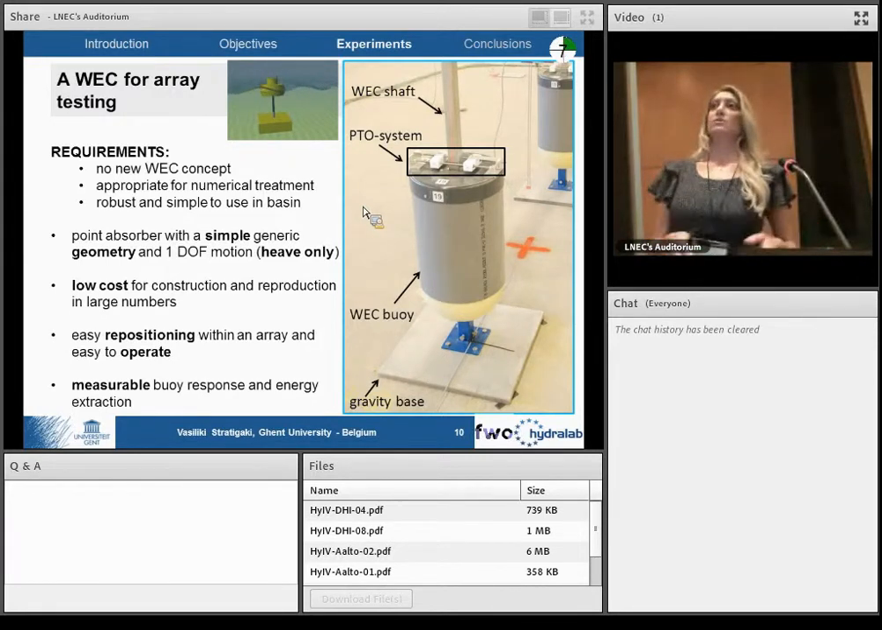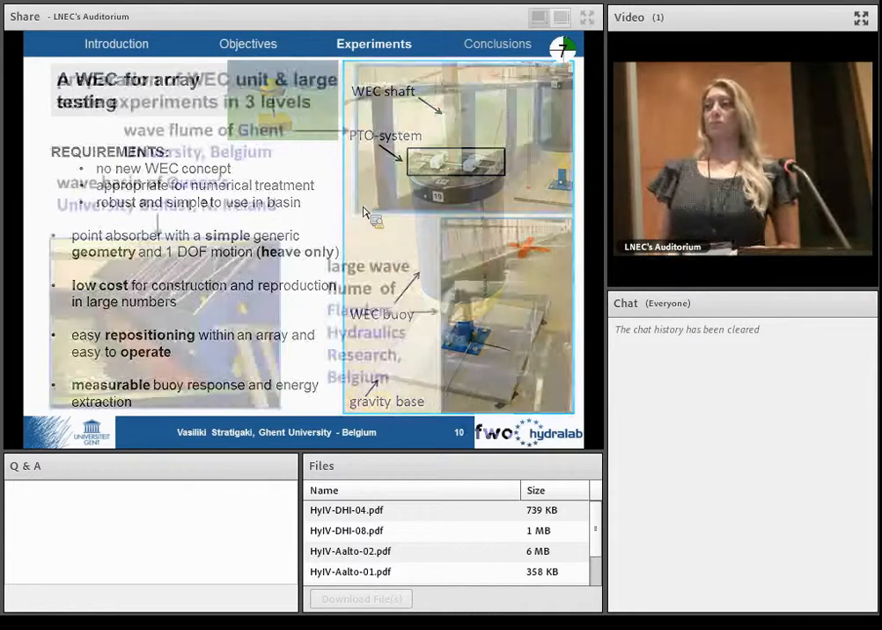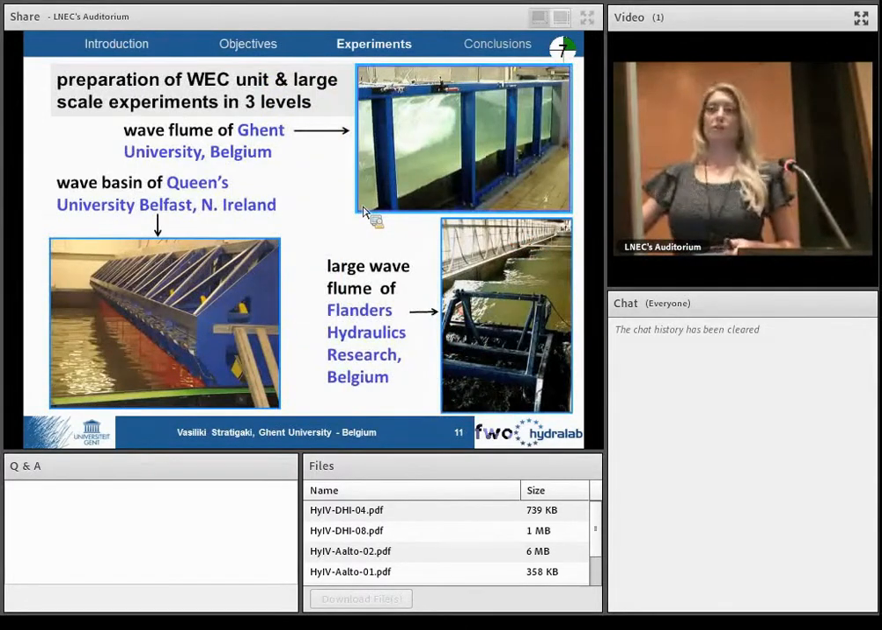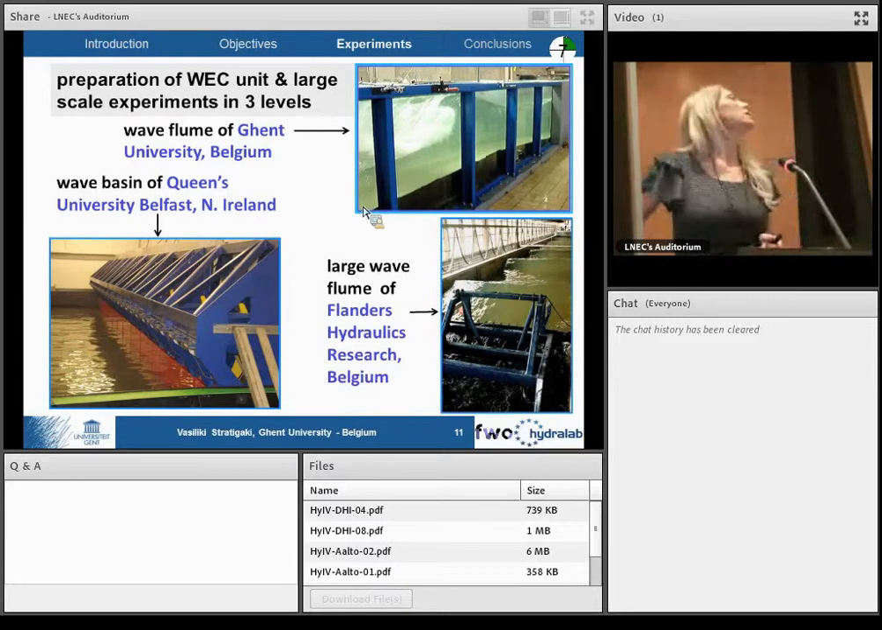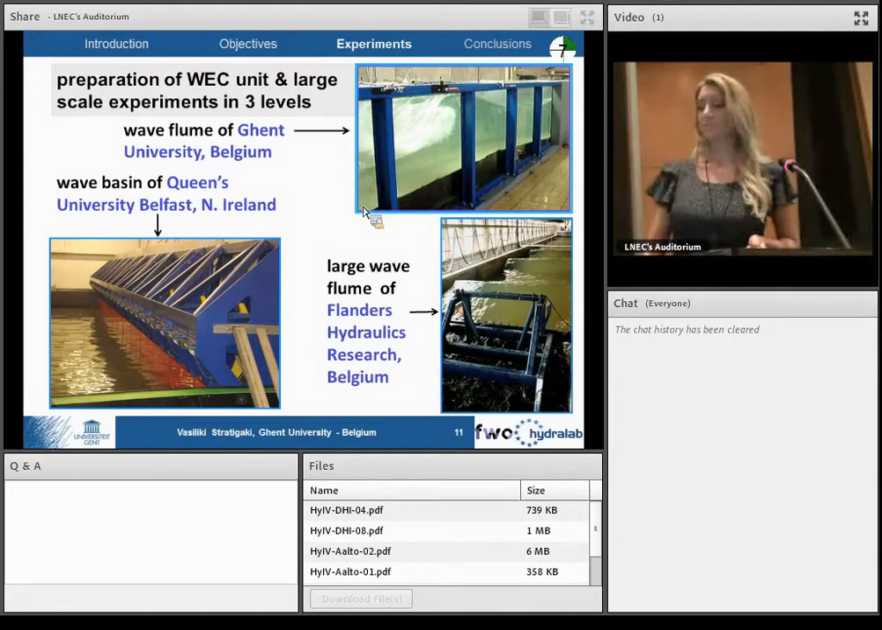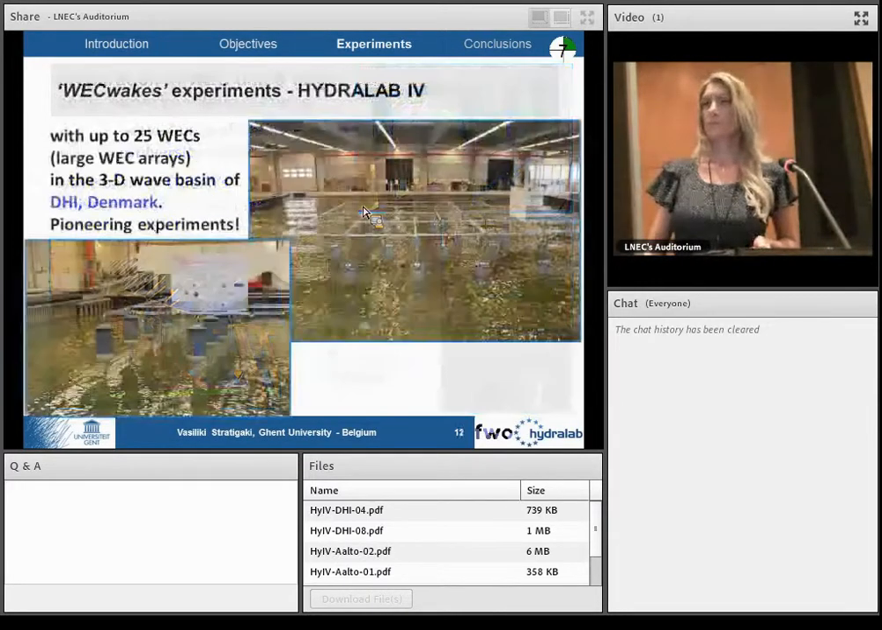3 types of measurements have been taken during the test simultaneously. Time series of the horizontal wave-induced surge force on the WECs, the vertical displacement of the buoy by using potentiometers, and surface elevation by using a network of 41 resistive wave gauges. And all these data are time series.